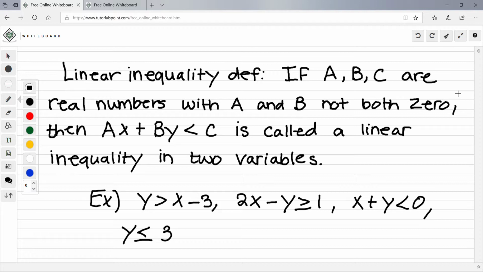It's kind of like a linear equation, but the only difference is that there could be a less than or greater than sign, or a less than or equal, greater than or equal sign. So that's really the only difference.